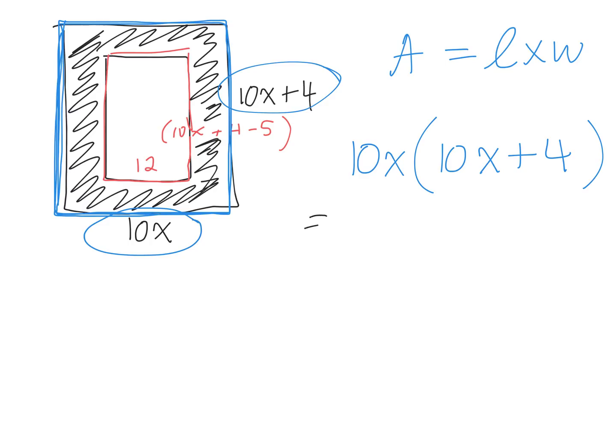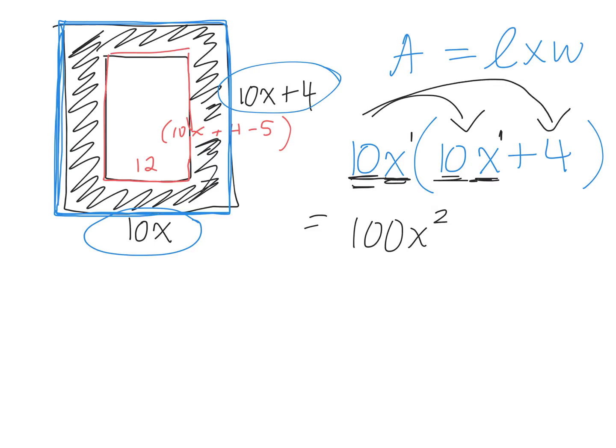We just did this. How do I multiply this? 10x times 10x. 10 times 10? X to the power of 1 times x to the power of 1 is x to the power of 2. Good. Now I need to multiply 10x times 4. What's 10x times positive 4? 40x. Positive 40x. Okay, so that represents the area of the whole thing.